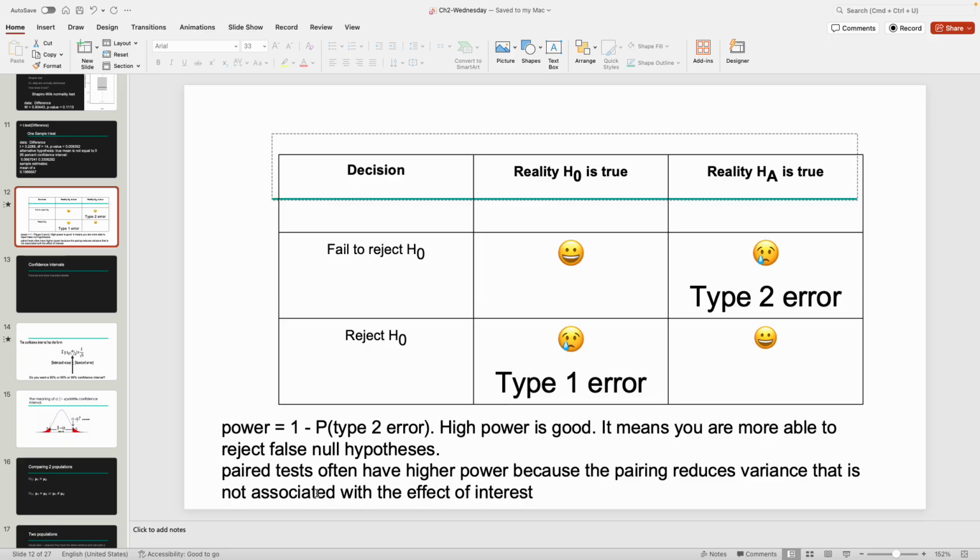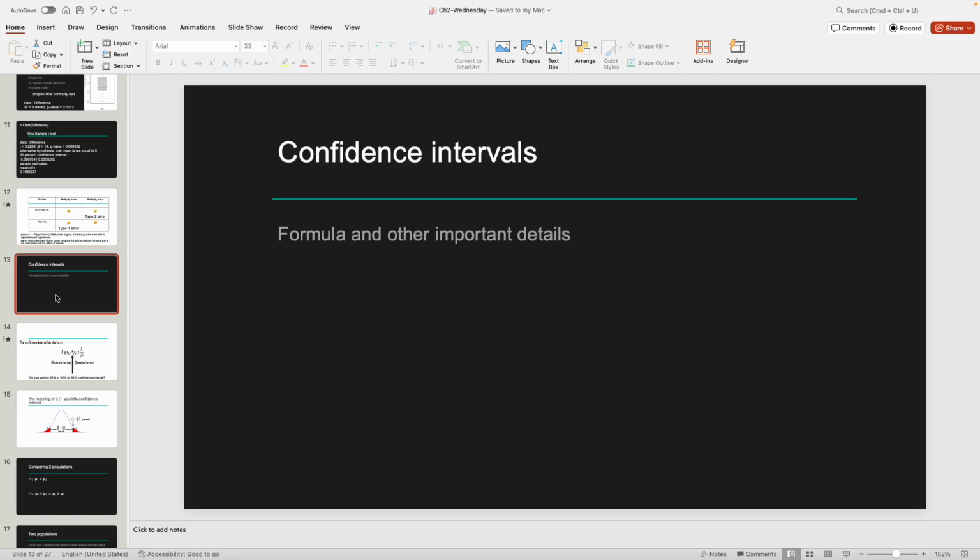Now, when we do our statistical methodology, paired tests have a higher power because of this pairing. It makes it easier to calculate the variance, okay? So as we're going to see, the variance can be a bit more difficult when we're not able to pair our data. Okay, we also reported a confidence interval, so we're going to discuss that now.